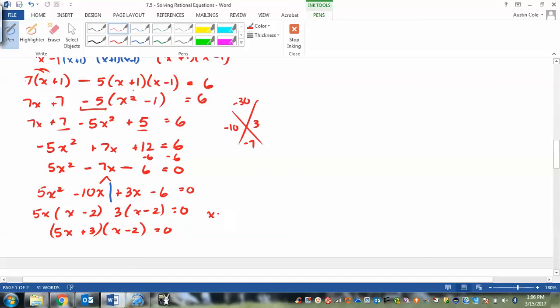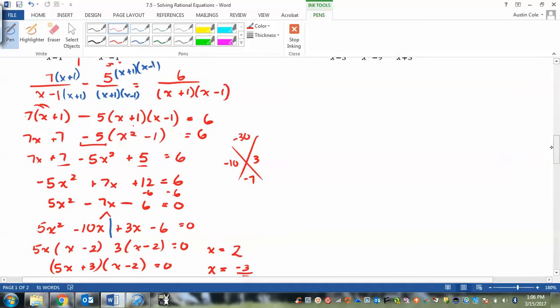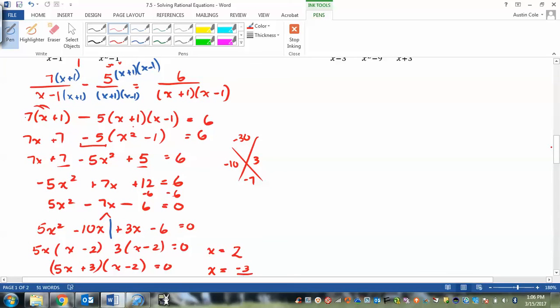and so x is going to equal positive 2, and what's this guy going to be? Negative 3/5. Check to make sure that the denominator is not 0 there. I think we're good.